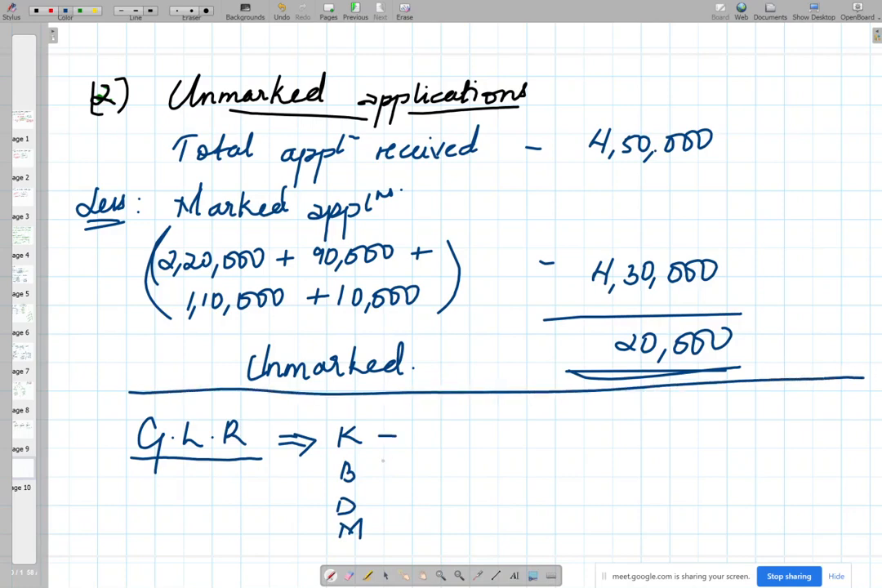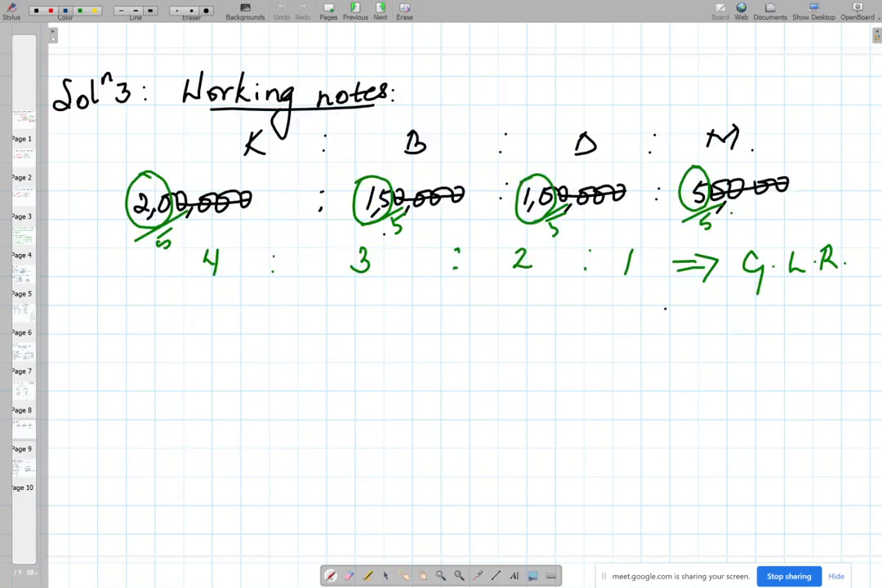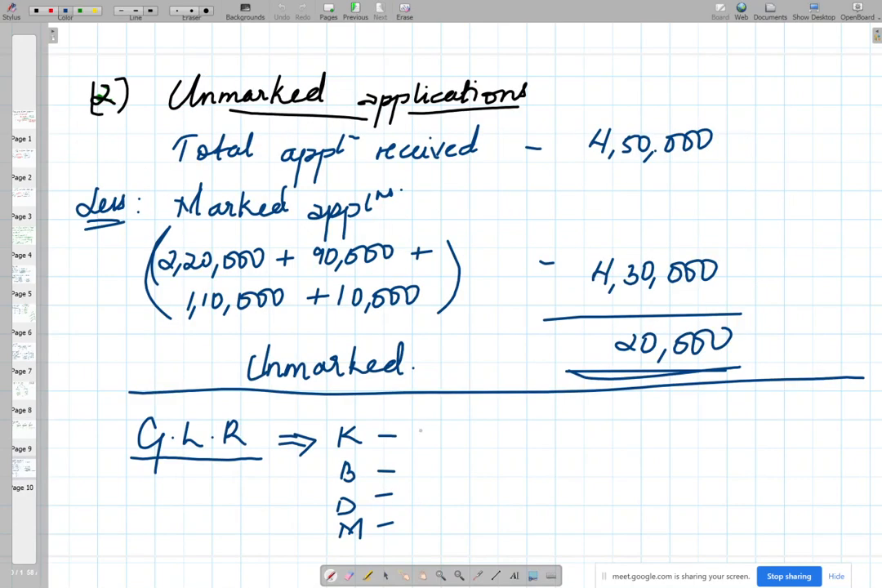How much will it be? Let's see ratios once again. 4:3:2:1. So how much will that be? 4, 5, 6, 7, 8, 9, 10. 4 by 10. Just because it's the first few problems, I'm showing you all in detail. 4 by 10 of 20,000, then 3 by 10 of 20,000, 2 by 10, and of course 1 by 10 of 20,000. Right? So how much does it give you? Unmarked applications for each one of them.